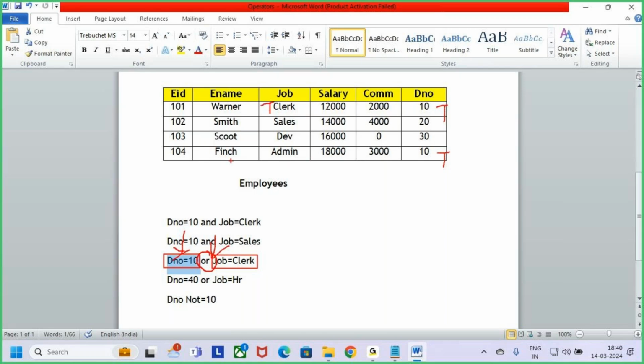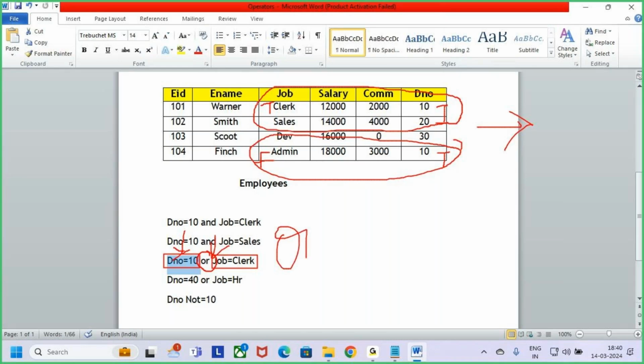But here there is one more employee, Finch. Finch is not working as a clerk. Here the second condition is false. Between these two conditions, what operator am I using? OR. Now here the first condition is true, the second condition is also true. Here the first condition is true, but the second condition is false. Now how many rows will we get in the output when I go with the OR operator? Yes, we'll get two rows in the output.